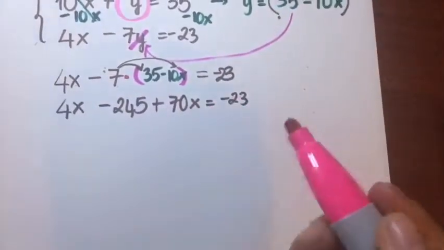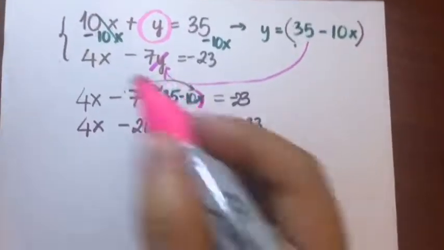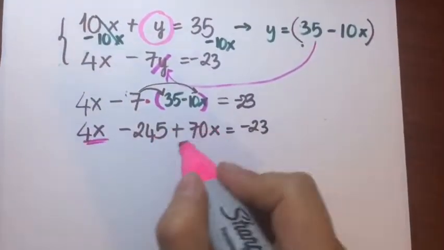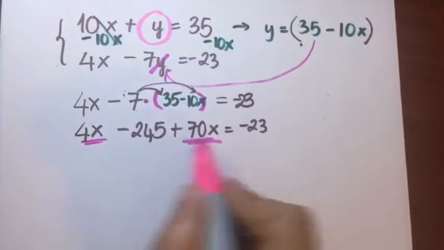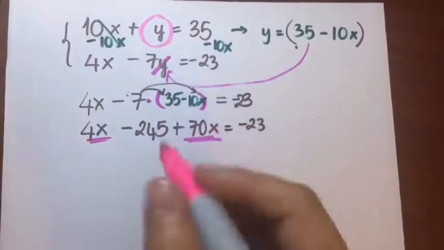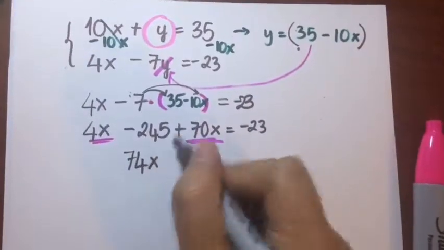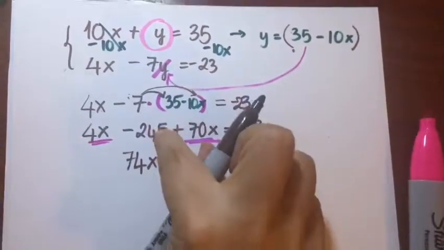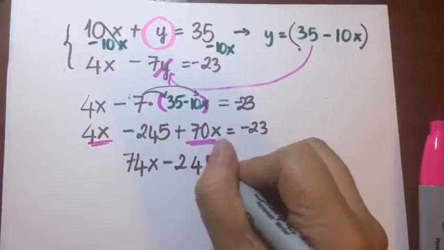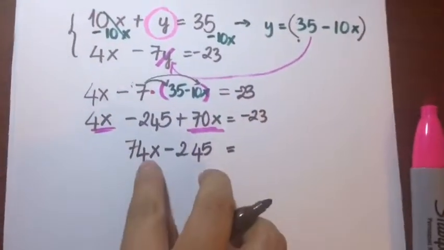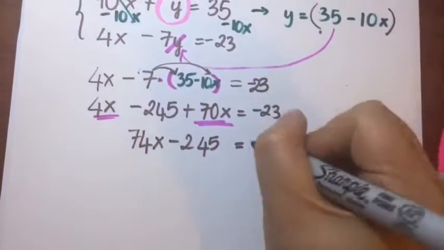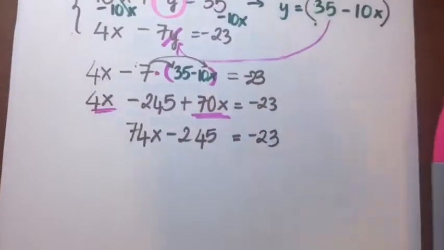Now on the left side, we have three terms. We need to combine like terms. The 4x and the 70x are being added, so it's going to become 74x, minus 245 that comes from here. Again, we cannot combine the x term and the one without the x, so we're just going to rewrite them side by side.